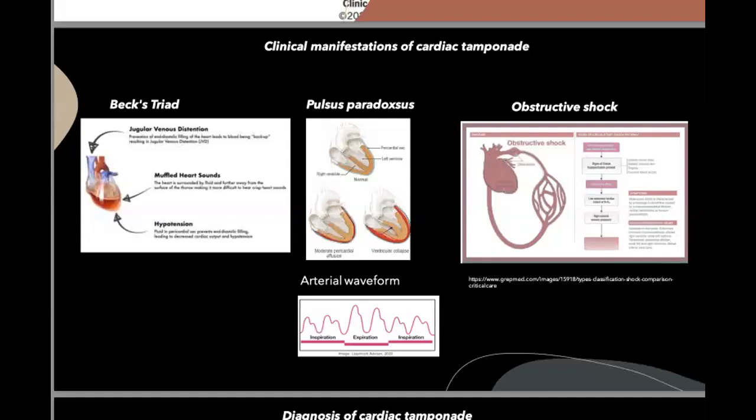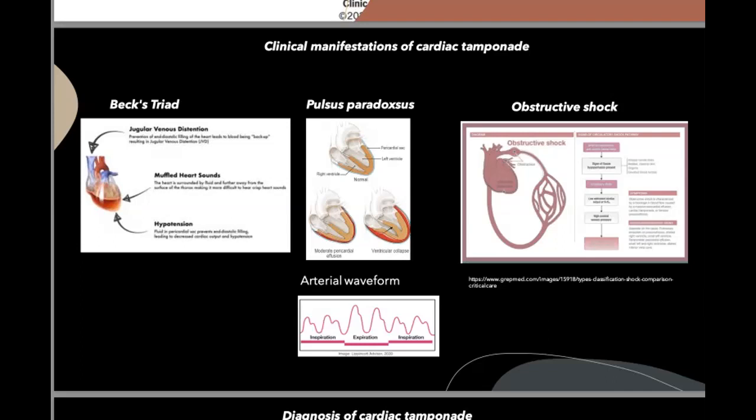So what we have is the jugular venous distension, as we said before, and this is because we have a prevention of the end-diastolic filling, as I mentioned before, which leads to the blood being backed up from the atrium and resulting in the venous distension. And we have muffled heart sounds because the heart is surrounded by fluid, and it is farther away from the surface of the thorax, so it makes it hard to hear those sharp and very good sounds of the heart that we hear in normal cases.